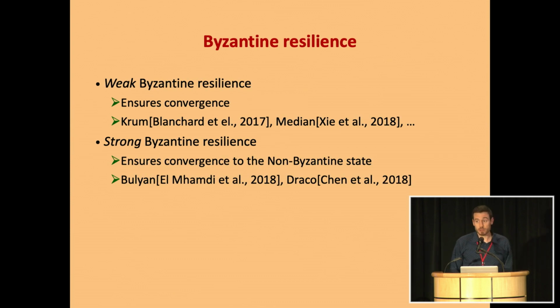And given this threat model, there has been a recent line of research, which in our paper we classify into two classes. The first class, we call weak Byzantine resilient algorithms, and these algorithms ensure that learning converges. The second class, we call strong Byzantine resilience, and it ensures that the learning converges to a state that would be exactly the same as the one that would have been obtained if there were no actual Byzantine failures.